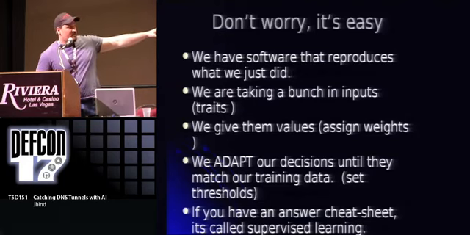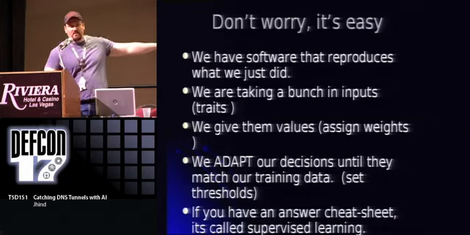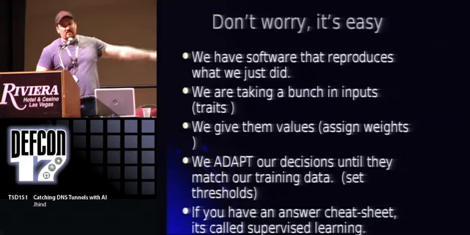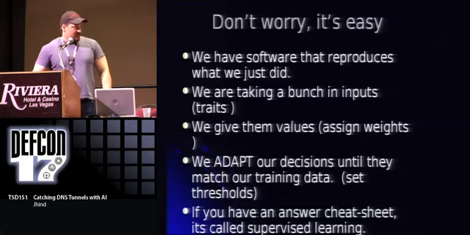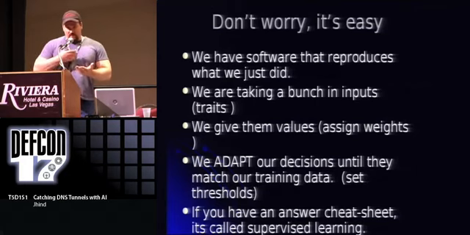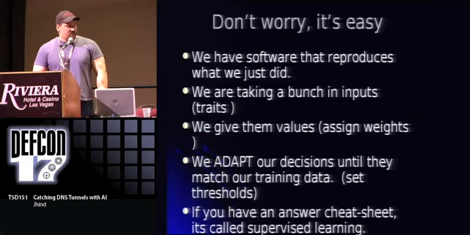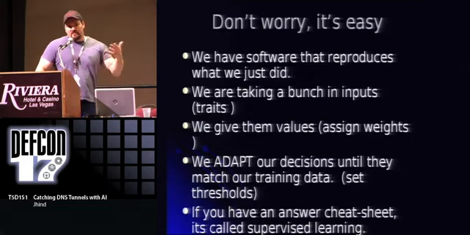What I'm going to do from that point on is pick my inputs, which are the traits. Remember we talked about traits? We're going to give them some values, right? Weights. Some traits are worth more than others. Then we're going to adapt our decisions until they give us the output that we want, right? So basically what that means is we're going to tell this neural network, learn to do what I want. And supervised learning is actually the AI term for what we're doing there. That means that we're going to give the neural network some answers so that it can crunch its numbers and know when it's right. That's how it's going to learn.